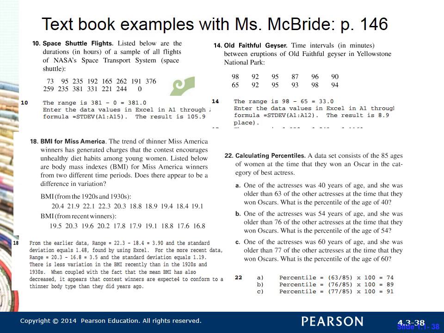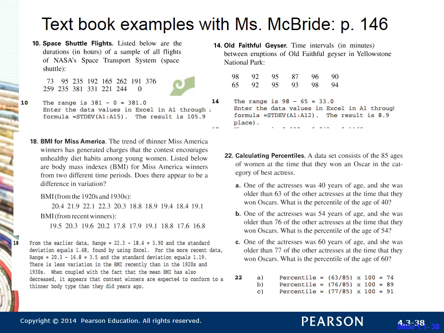You should have found your range had a high of 22.3 to a low of 18.4. So your range for the earlier contestants was 3.90 and their SX, standard deviation, was 1.48. I found it on the graphing calculator. So for the more recent data, your range is 20.3 minus 16.8 or 3.5. So there is a smaller range, but the standard deviation is 1.19. So there's actually less variation in the more recent BMI than in the older from the 1920s and 30s.